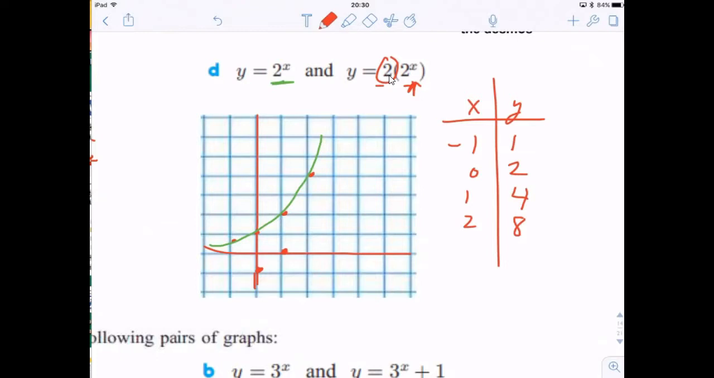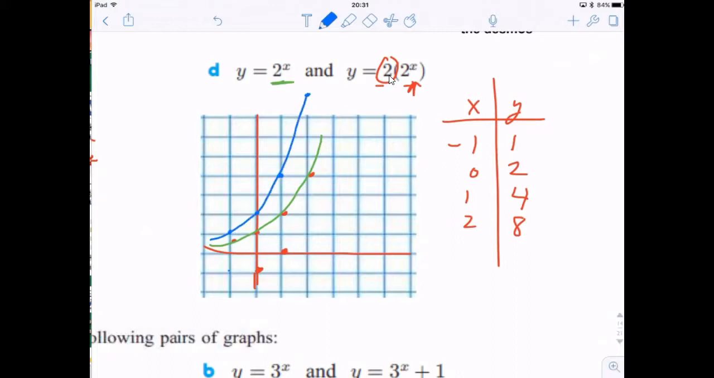Okay, now let's graph these points. So we got -1, I'll do these in blue, -1, 1, it would be here actually. 0, 2, it would be here. 1, 4, it would be here. 2, 8, 2, 4, 6, 8, it would be about here.